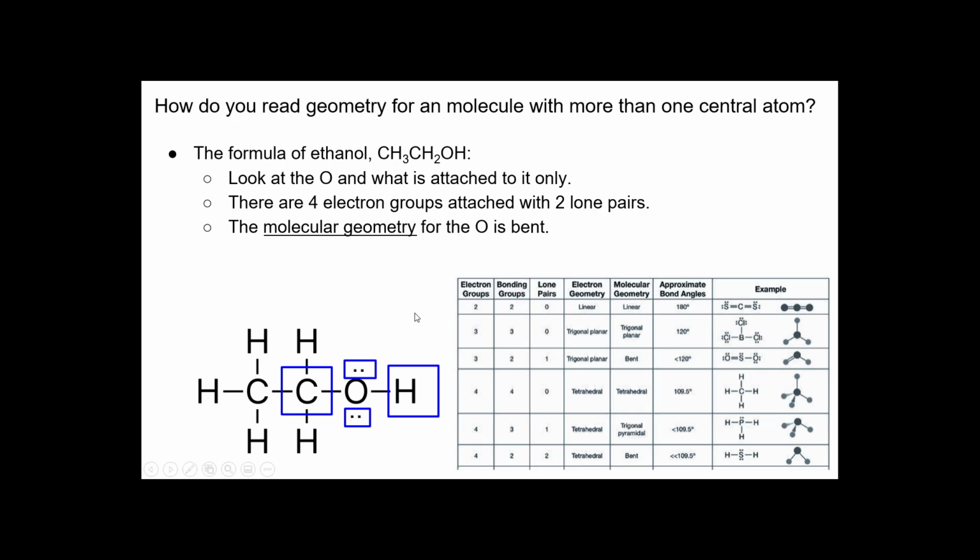So this is going to help you determine the geometry of a molecule that seems kind of long. Just focus on the central atom that you're looking at and count the attachments, and you'll be given a chart like this, and it will make your life much easier to understand.